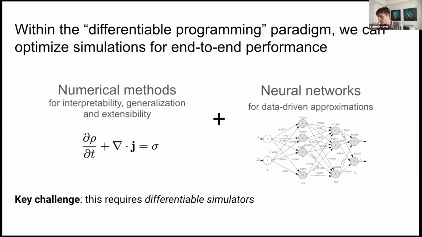And this is pretty powerful because now we have a machine learning paradigm that doesn't require us to go all in on machine learning. It doesn't require us to throw out our existing models. As long as we have our numerical methods written in a compatible way, which is a big caveat, we can optimize these things together, which is really powerful.